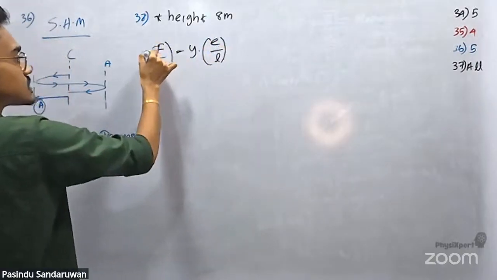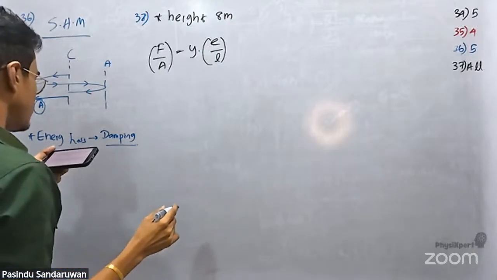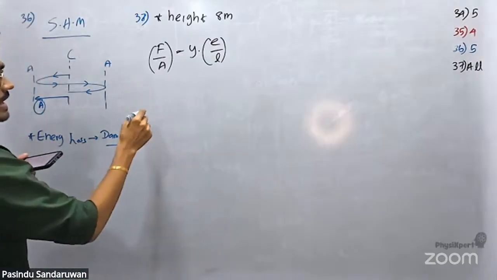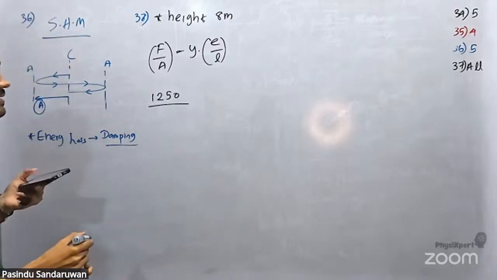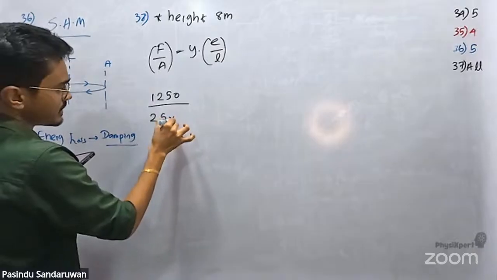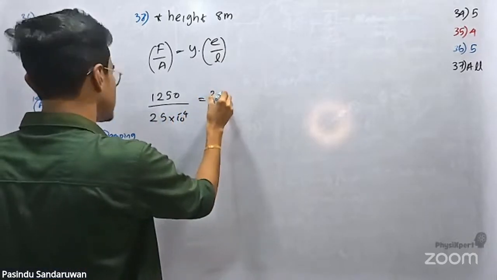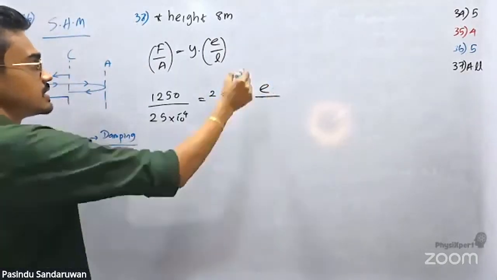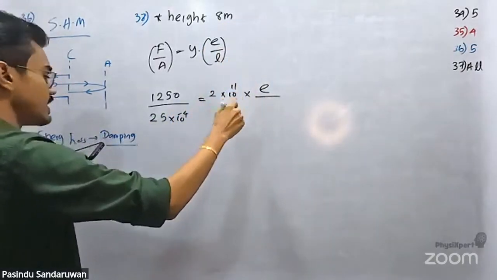Young's modulus, right? So the force is 500. There are 4 pillars, so 125 each. Then the force is 1250, that is 500 over 4. And A is 25 square centimeters, 10 to the power minus 4, Y is 2 times 10 to the power 11. We need e, the extension. Contraction is the extension, right? L is 8 meters.